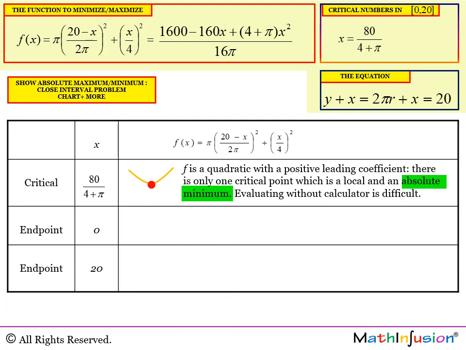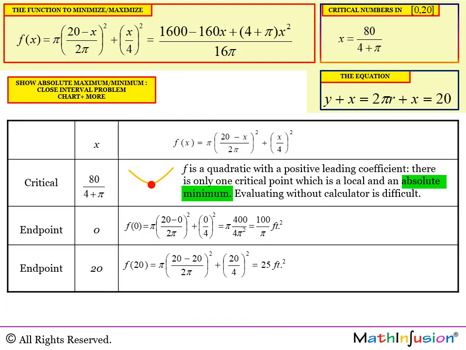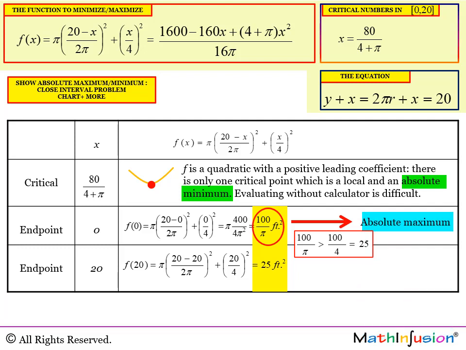It's easy to evaluate at 0 and at 20, so I will. Okay, so when I substitute 0, I get 100 over pi square feet. And when I substitute 20, I get 25 square feet. So we really now have to compare those two numbers. Now, we already have the absolute minimum. So now we're looking for the absolute maximum. So we really need to find out which one of those two numbers is the greatest. So let's see. I know that pi is less than 4. It means that 100 over pi is more than 100 over 4, which is just 25. And I can conclude that this is the absolute maximum.